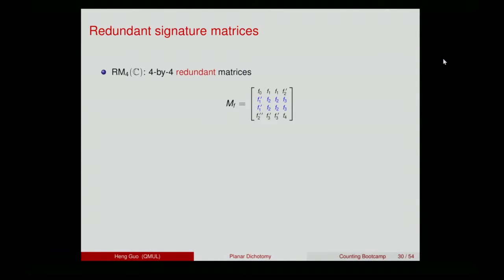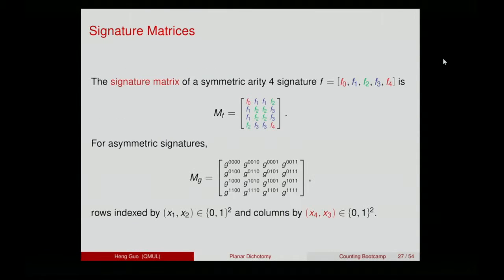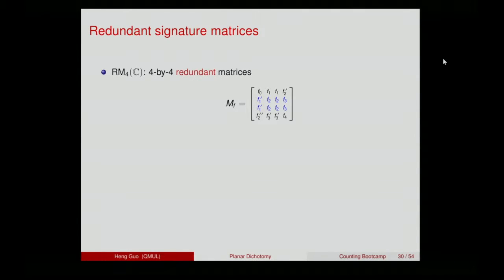In particular, we are interested in these so-called redundant matrices. What we're really interested in are the symmetric functions, right? But symmetric functions are too restricted in this view, so we slightly relax it. We consider redundant matrices, which means the middle two rows are identical, and the middle two columns are identical as well. Notice that if it's symmetric, then f1 equals f1 prime, and f2 prime equals f2 equals f2 double prime, and so on. So symmetric functions definitely have a redundant matrix, but the reverse is not necessarily true.